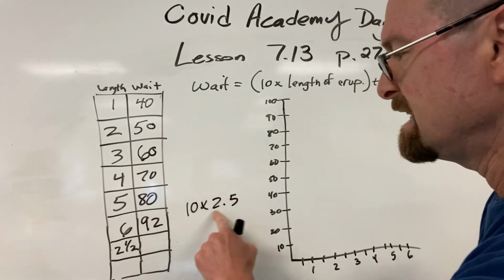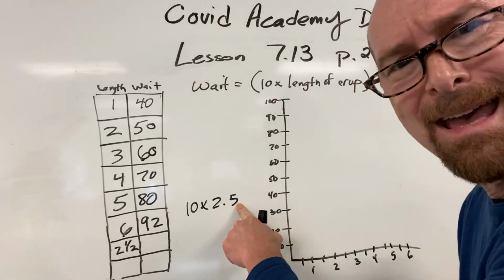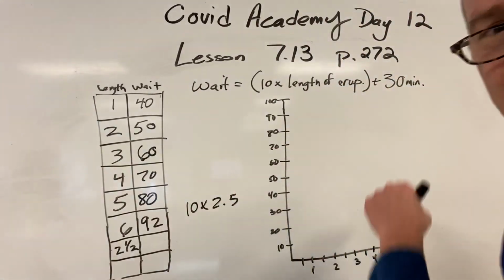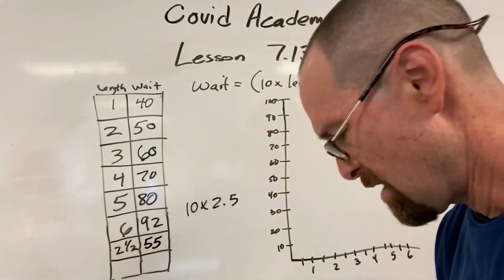When you multiply by 10, you just grab that decimal and move it one place over, and it becomes 25. 25 plus the 30, don't you forget that. It's going to be 55. Okay. Now we got a 35.